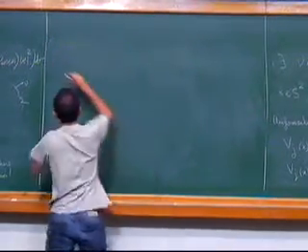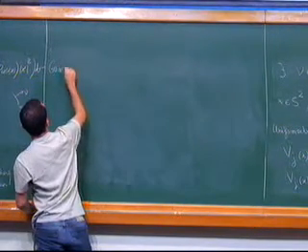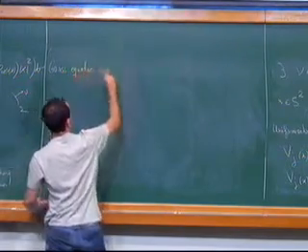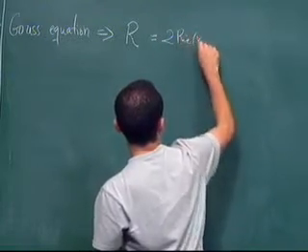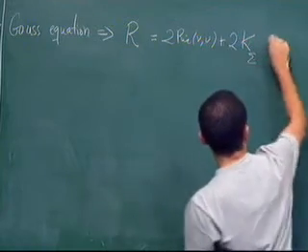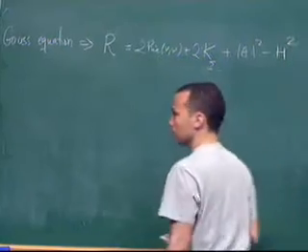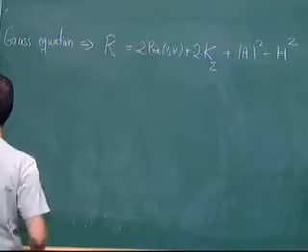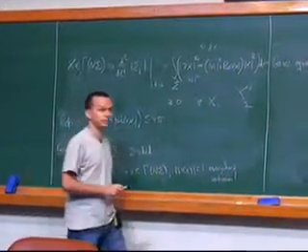So now remember the Gauss equation. The Gauss equation gives me that the scalar curvature is equal to twice the Ricci curvature in the normal direction plus twice the Gauss curvature of the surface plus |A|² minus H². So my goal is to get rid of the Ricci curvature over here, right?